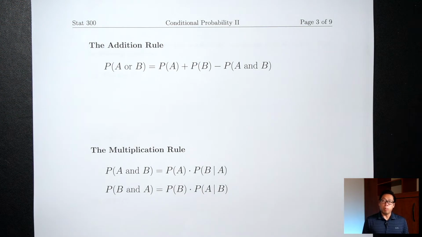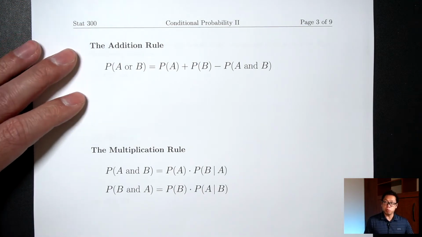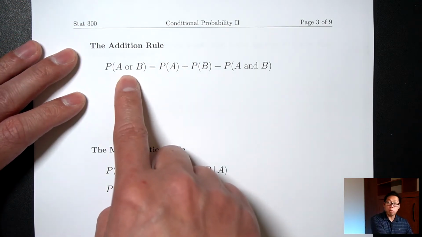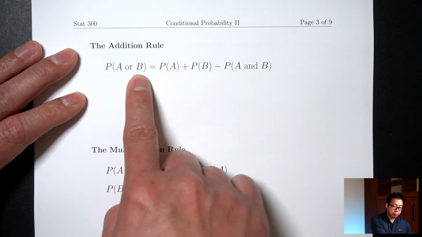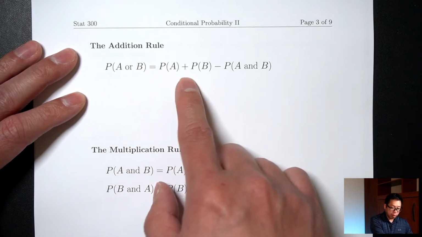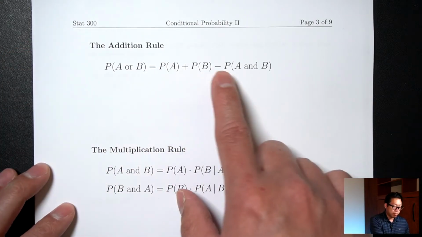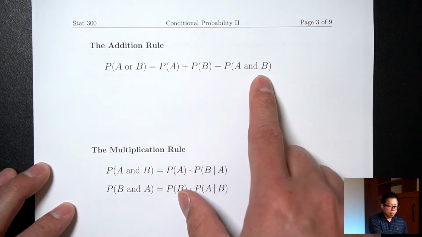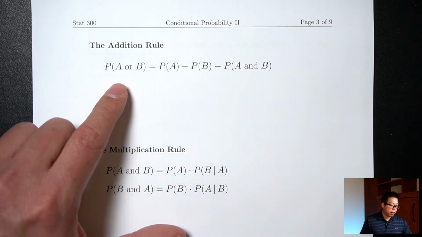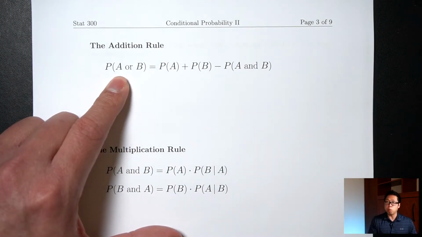Let's now talk about some formulas. The first formula is called the addition rule, and it's a formula for finding OR probabilities. So probability of A or B is equal to probability of A plus probability of B. So that's where the name addition comes from, minus the probability of A and B. Now notice that we already know how to find OR probabilities without using a formula at all.